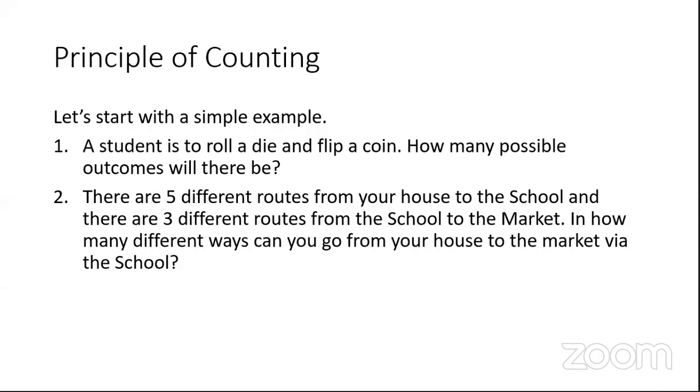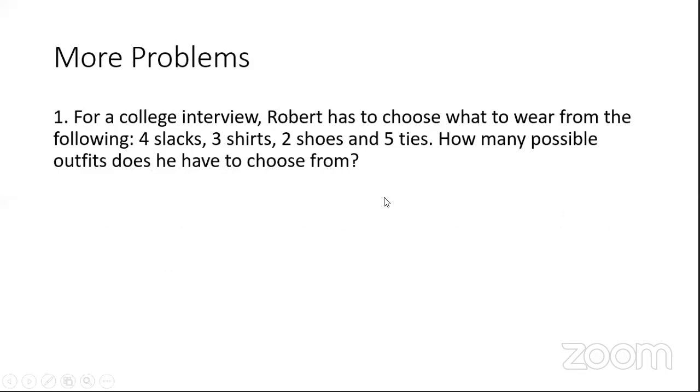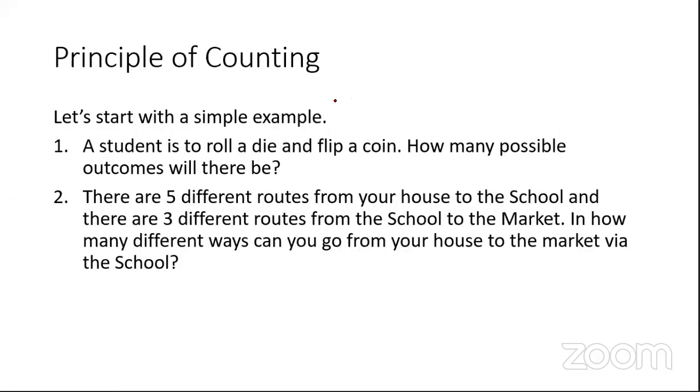Okay. So the principle of counting, like we can see. In this case now, we have a student is to roll a die and flip a coin. If I roll a die, in rolling a die, what are the number of ways? That's 6. We want to look at the possible outcomes. So when you roll a die, you have 6 ways, 6 different outcomes.